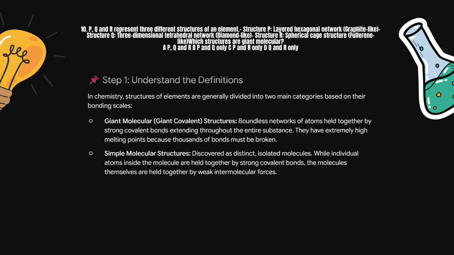First, let's understand the definition in chemistry. The structures of elements are generally divided into 2 main categories based on how they bond. Number 1, giant molecular or giant covalent structures. These are a boundless network of atoms held together by strong covalent bonds extending through the entire substance. And number 2, simple molecular structures. This exists as distinct isolated molecules, while the atoms inside the molecules have strong covalent bonds, the molecules themselves are only held together by weak intermolecular forces.